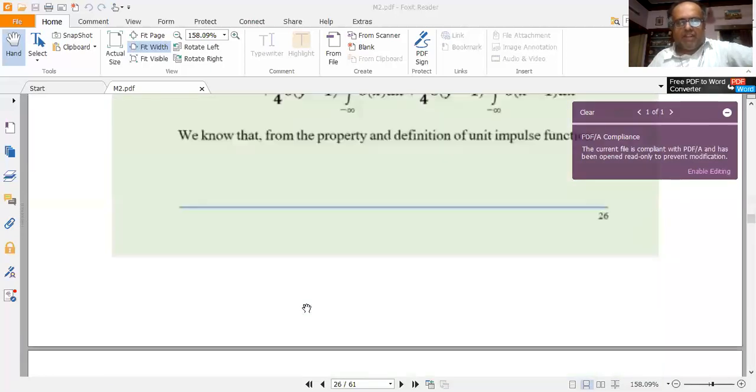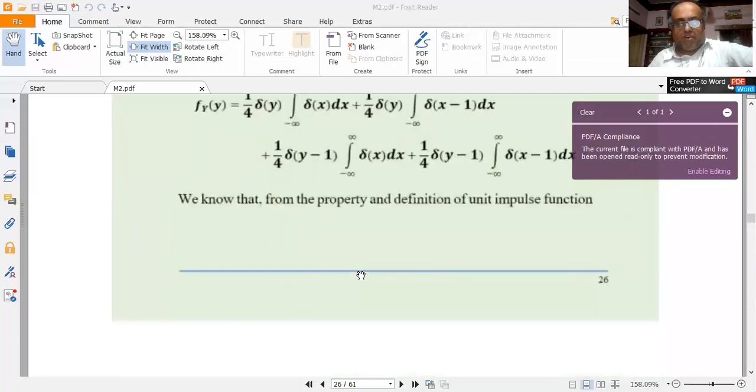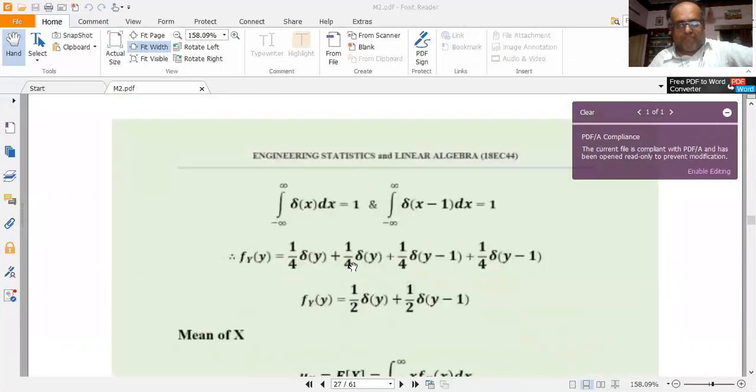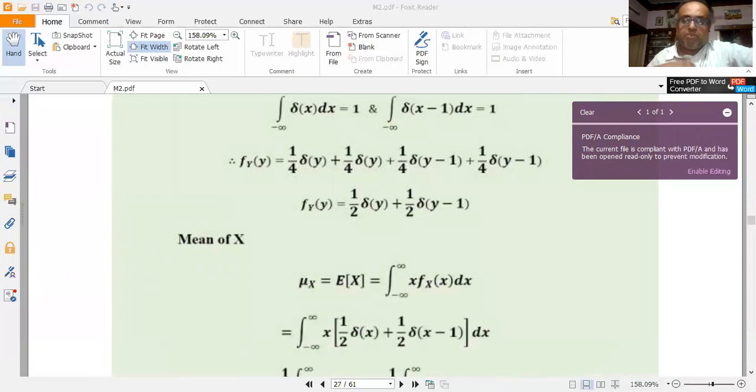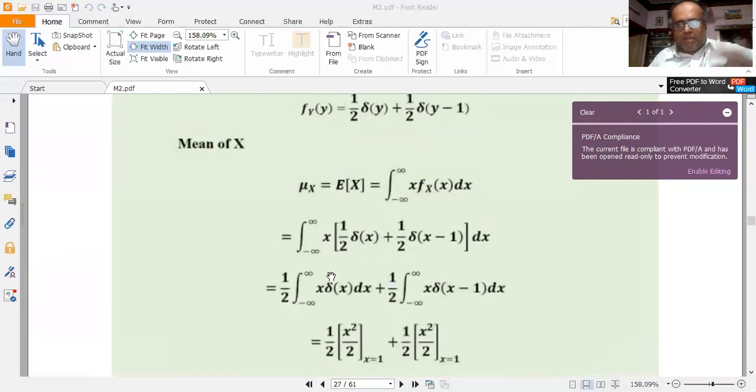So due to this, add the like terms now. 1 by 4 plus 1 by 4 multiplied by delta y. I get half delta of y plus 1 by 4 delta of y minus 1 plus 1 by 4 delta of y minus 1. I get half delta of y minus 1. So I get the second marginal PDF fy of y to be equal to half delta of y plus half delta of y minus 1. So first part computation is over.